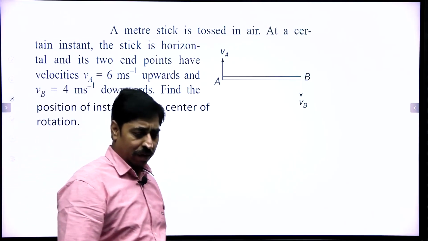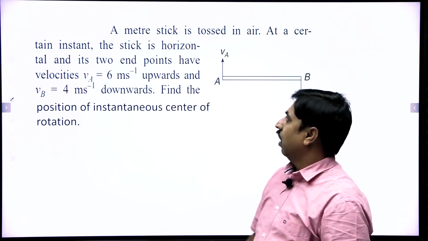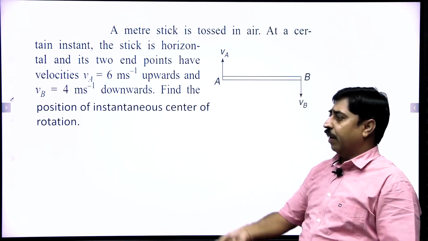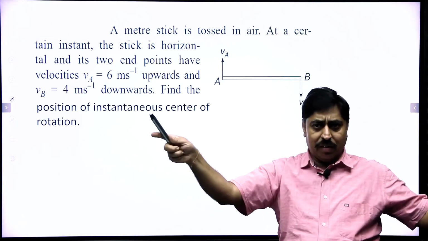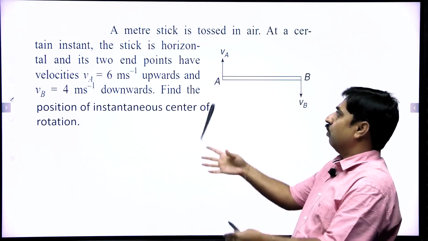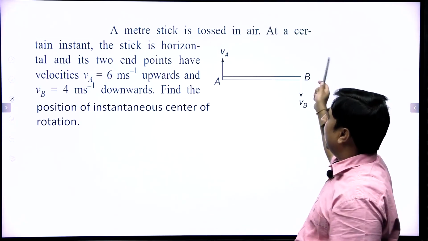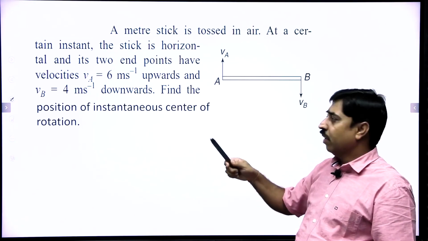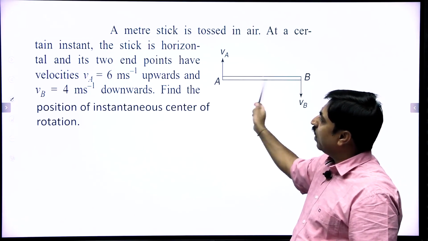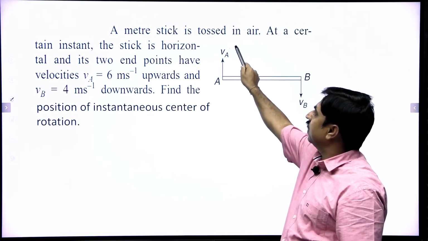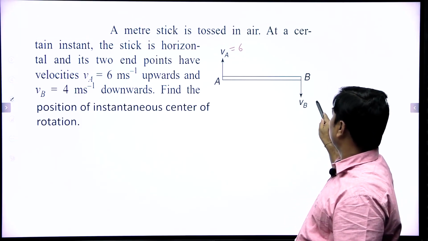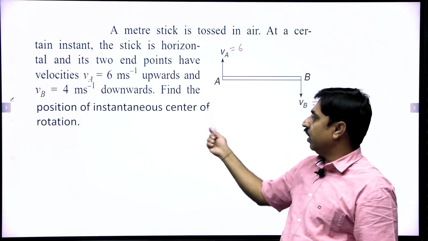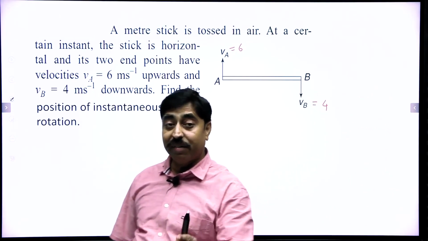Let us have this example to throw more light on this. A meter stick is tossed in air, again a meter stick, that means length of the stick is 1 meter, it is moving like this. At a certain instant the stick is horizontal, किसी instant पे stick horizontal है, and its two end points are having velocity of this 6 and this 4 in downward direction. Find the position of instantaneous center of rotation.